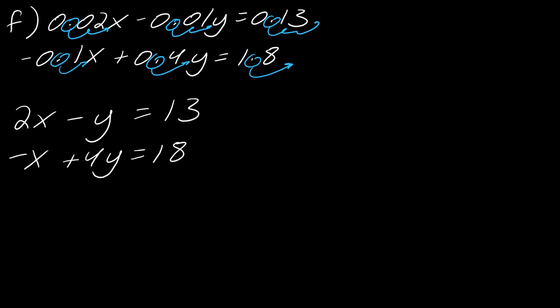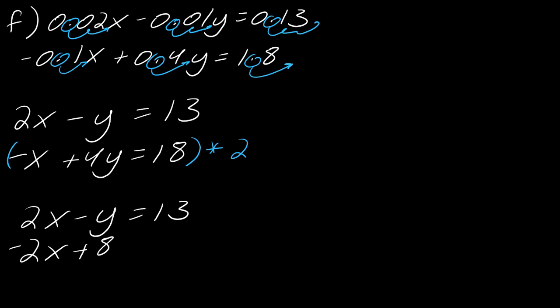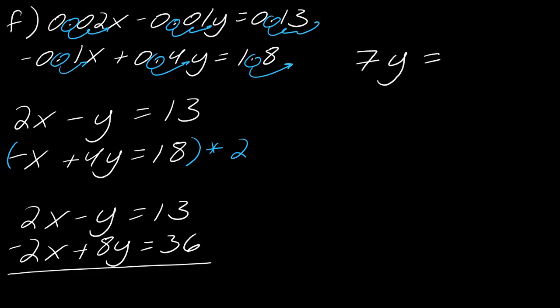Okay, and so from here, now I can just figure out how I want to solve this system. So what I'm going to do is multiply this line by 2. So this becomes 2x minus y equals 13, and negative 2x plus 8y equals 36. So if I go ahead and eliminate, and add these two equations down, what am I going to be left with? This is going to give me 7y equals 49. So divide both sides by 7 and get y equals 7.